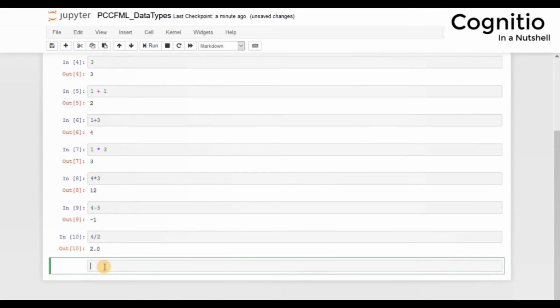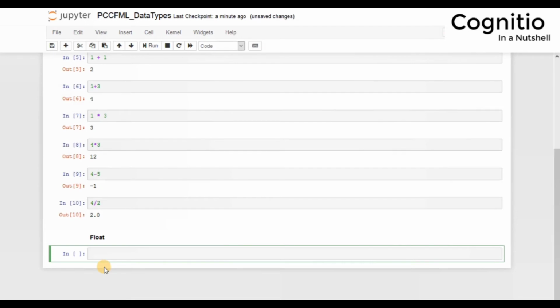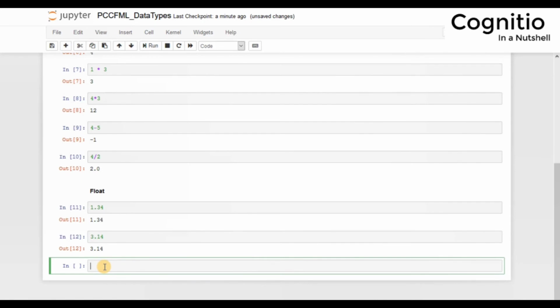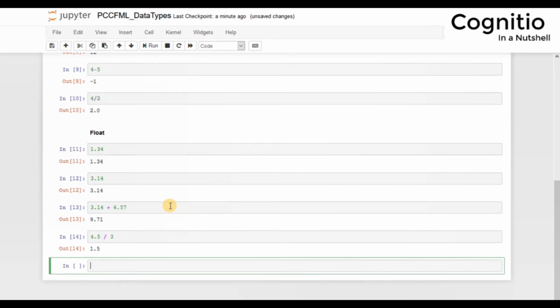So next is float. What exactly is float? Float is the data type of a number where we can store decimal values like 1.34, 3.14. In a similar fashion we can multiply, divide, subtract, and add, like 3.14 plus 6.57. The answer is 9.71. And again we can divide it like this, and division gives you a result here.